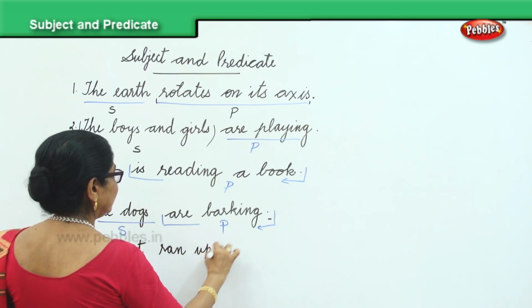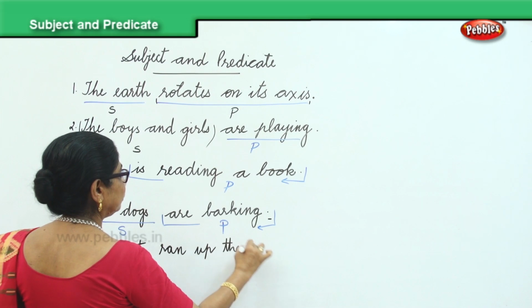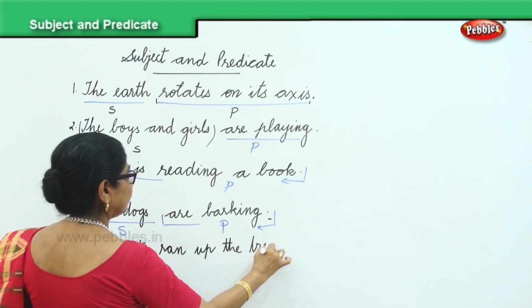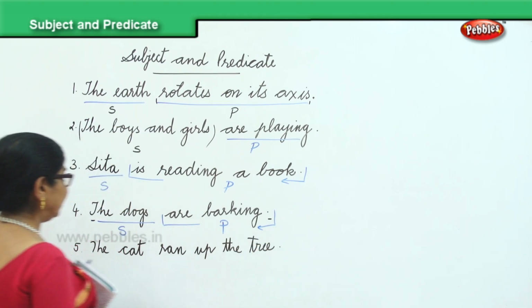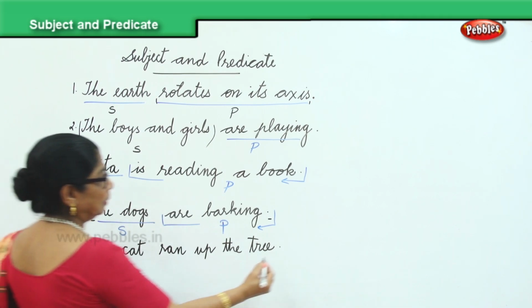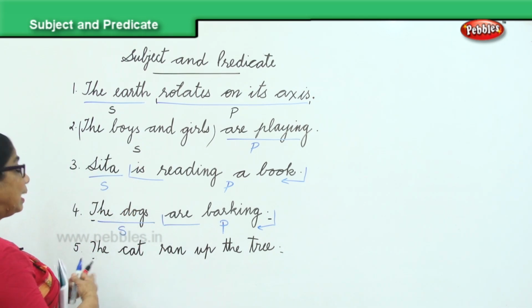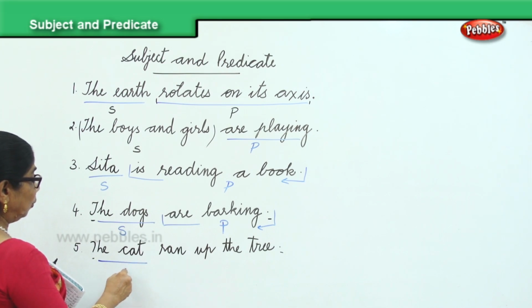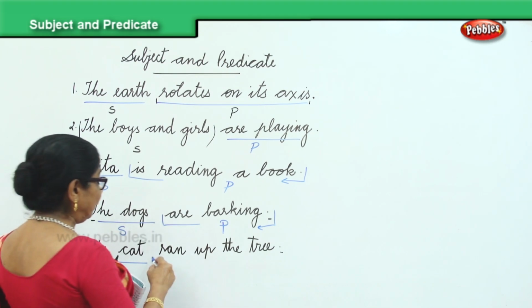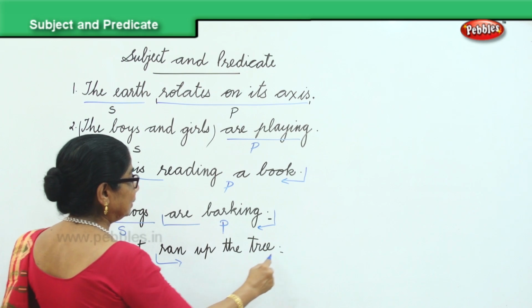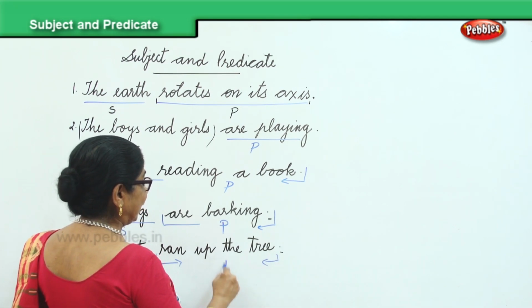Ran up the tree. The cat ran up the tree, begins with a capital letter, ends with the full stop. What is the subject here? The cat. So, the cat is the subject we are talking about, and ran up the tree, that is the second part, and that's a predicate.